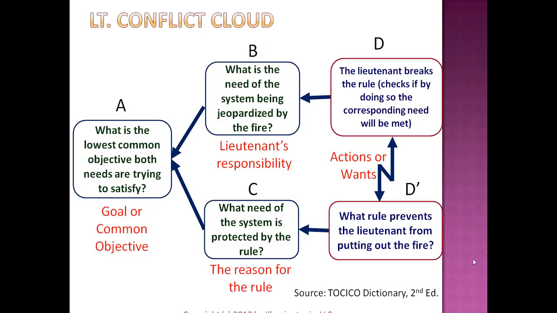So the lieutenant's cloud is the following. What is the lowest common objective both needs are trying to satisfy? So you verbalize in A, the lowest common objective that we're trying to satisfy in the organization with respect to the fire that has arisen. B is what is the need of the system being jeopardized by the fire, which is the lieutenant's responsibility. So they were jeopardizing my satisfaction and wasting my valuable time to have a computer to do my work.